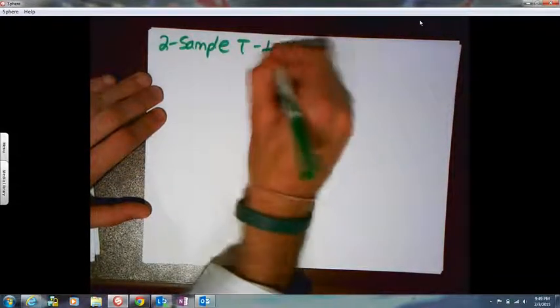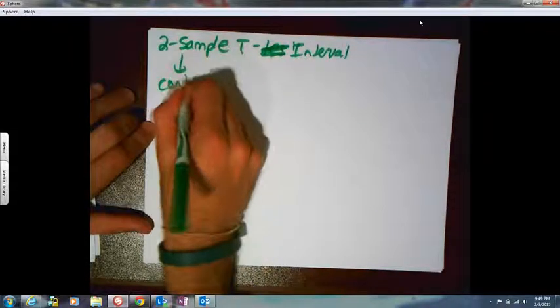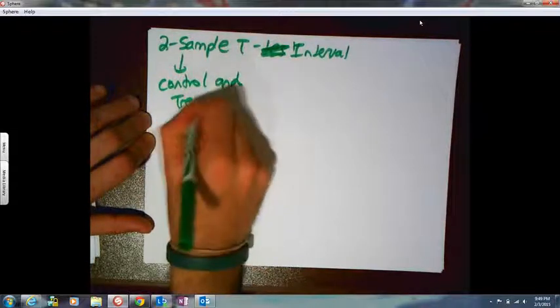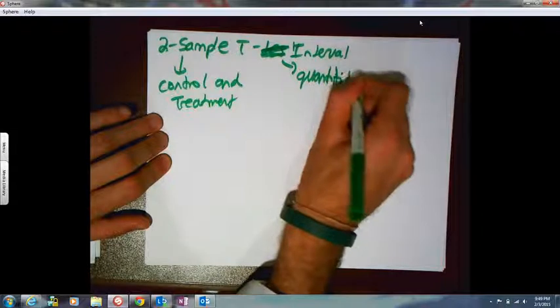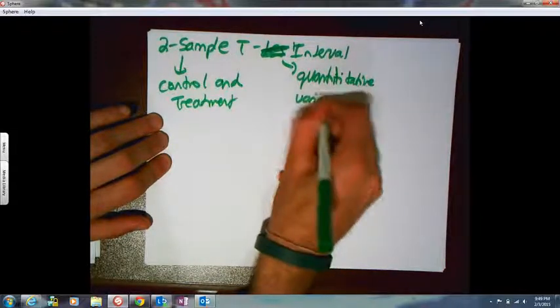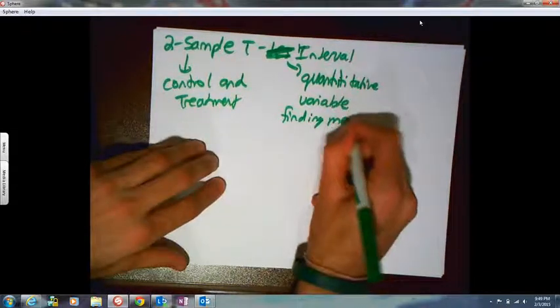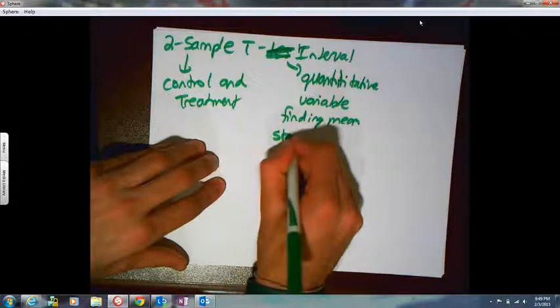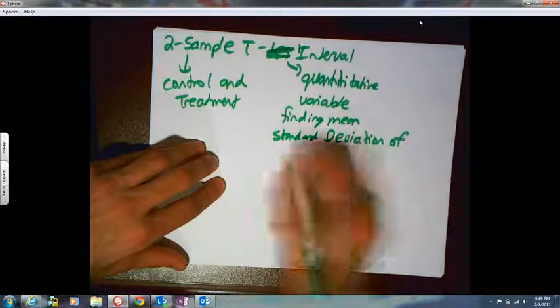So I would start by saying you have a 2-sample t interval. 2-sample because you have control and treatment. T because you have a quantitative variable and you're finding means, and the standard deviation of the population is unknown.